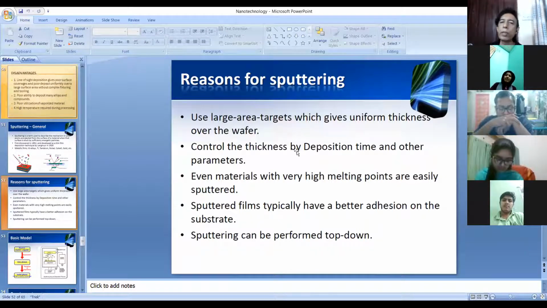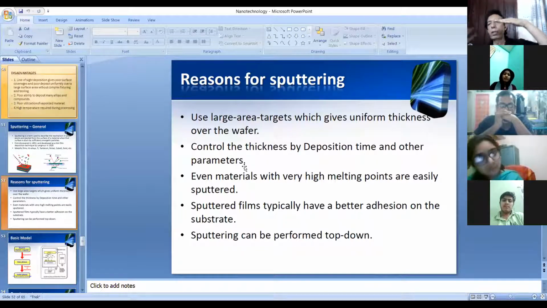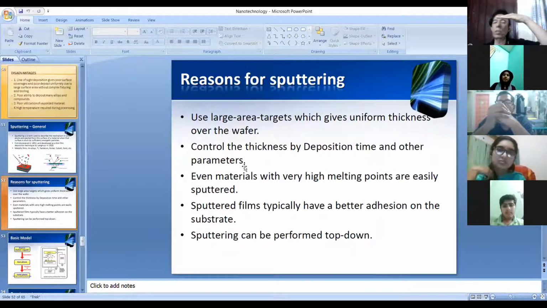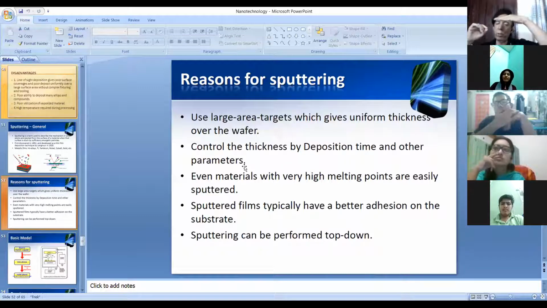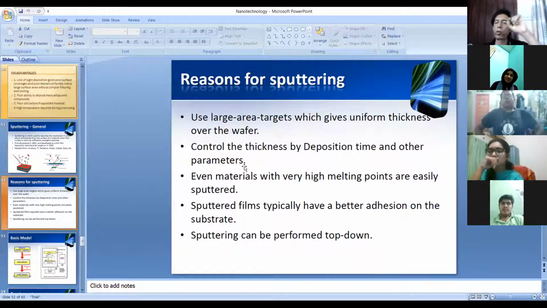You can control the thickness by deposition time and other parameters. That means if you sputter for 15 minutes, then you will know that the thickness will be, for example, 5 nanometers. If you sputter it for 30 minutes, you will get a 10 nanometer thick thin film. So by knowing the time, you can control the thickness of the deposition.